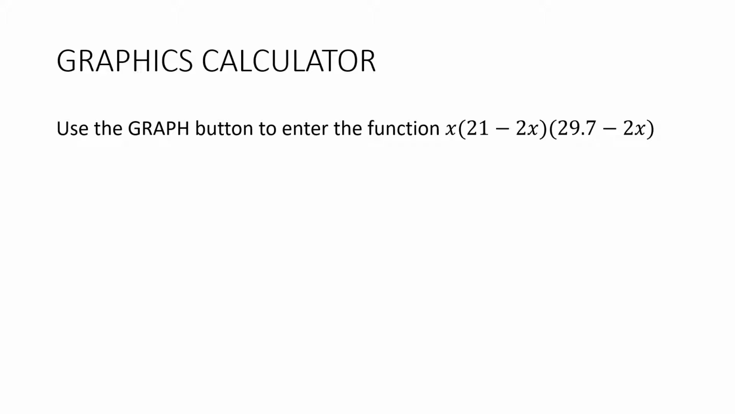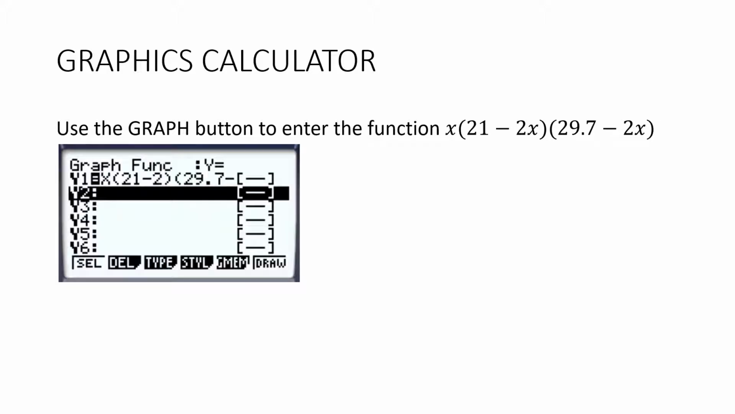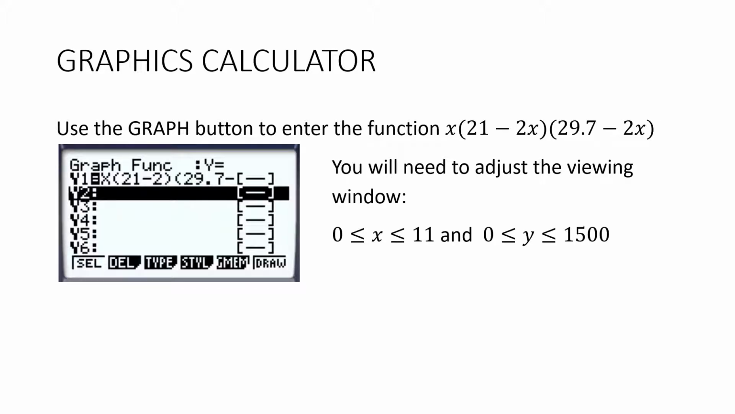So we're going to enter our volume formula into the graph section and then hit draw. Now you are going to need to adjust your viewing window. It's unlikely that you'd see a graph. So a couple of tips here with these sorts of questions. Set the minimum x as 0 and the minimum y as 0 because it's unlikely they'd be negative.